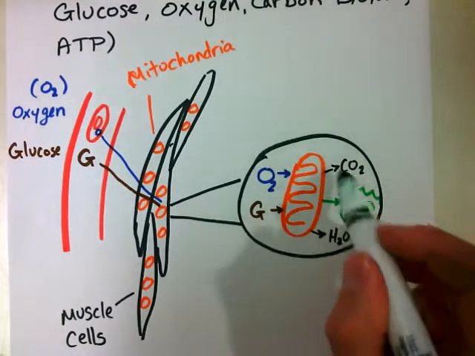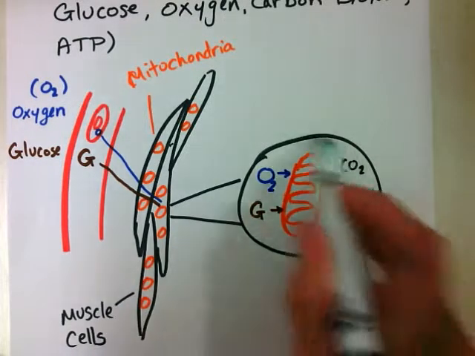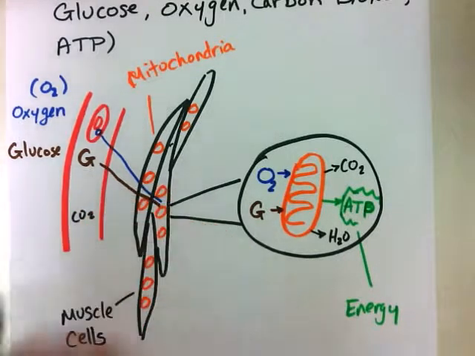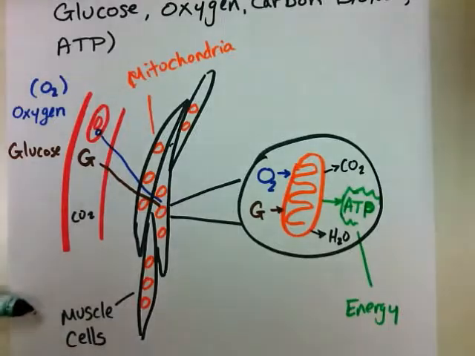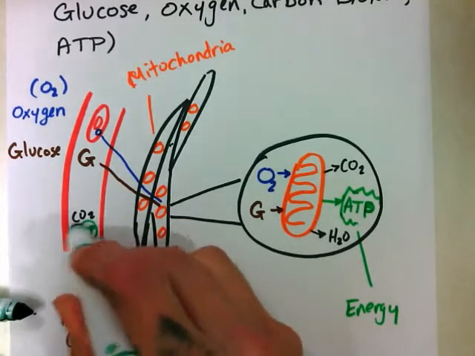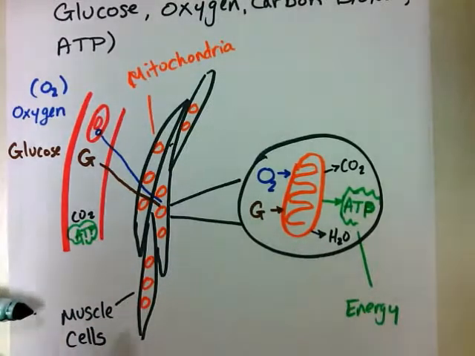These things go back into the bloodstream so that they go all the way back in, and we have CO2, and we have also ATP, because ATP could be used other places, but it could also stay inside the cell. Thus, that is cellular respiration.